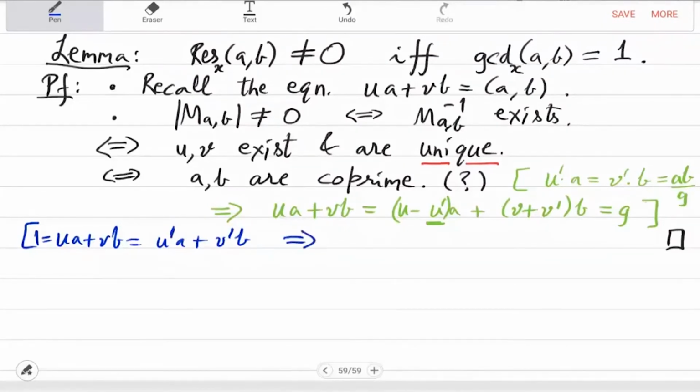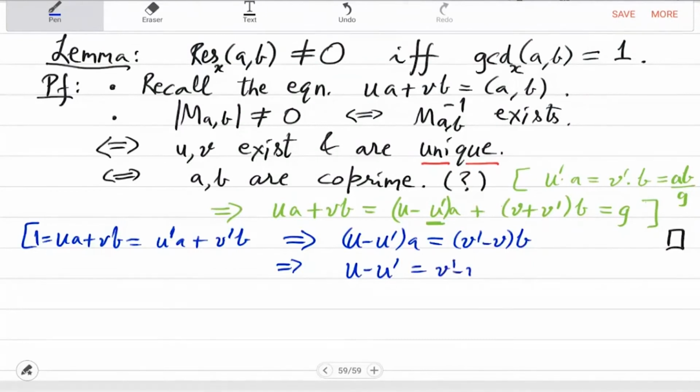So then you take the difference of these equations. So you get (U minus U prime) A is equal to (V prime minus V) B. But you have assumed that A and B are co-prime. So this means that, I mean, this leaves you with very few options. It actually means that both U minus U prime and V prime minus V are 0. Okay? Because this A has to then divide V prime minus V. But then by degree, it can only divide 0.